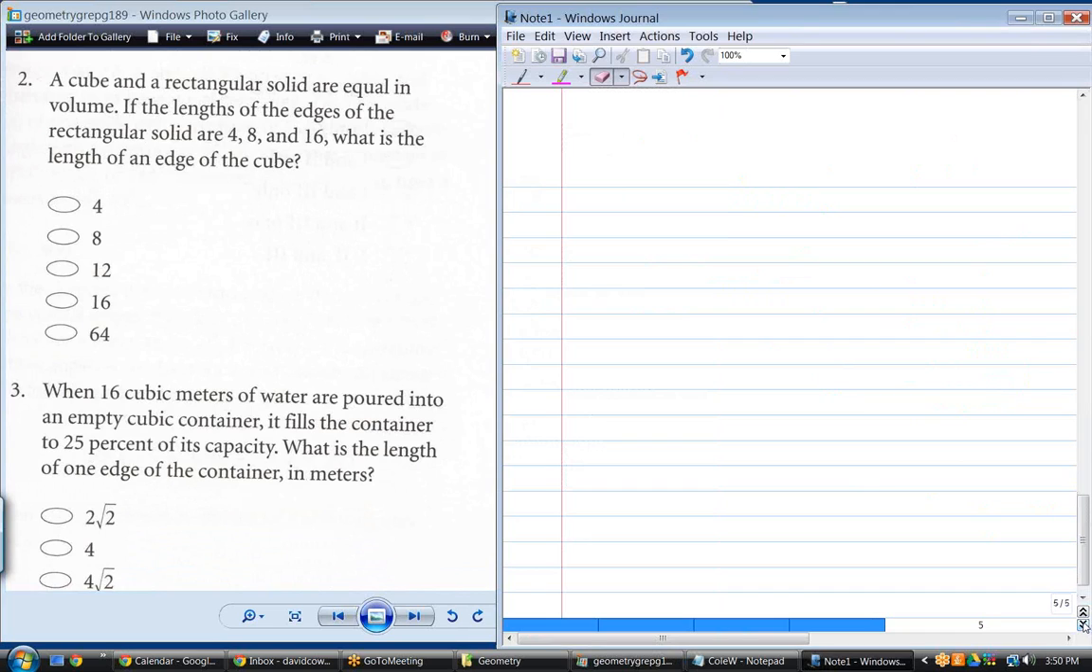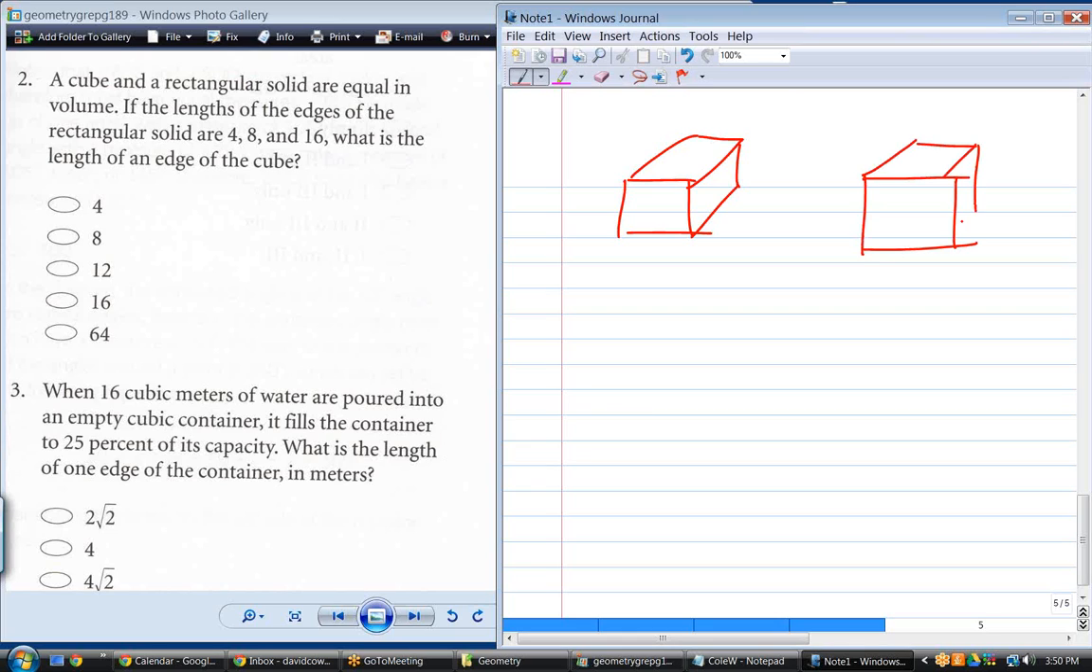A cube and a rectangular solid are equal in volume. Well, let's see what they mean by that. I apologize for not being a very good artist. There's my rectangular solid. There's my cube. And the volumes are equal. So that's the volume of the rectangular solid. That's the volume of the cube.